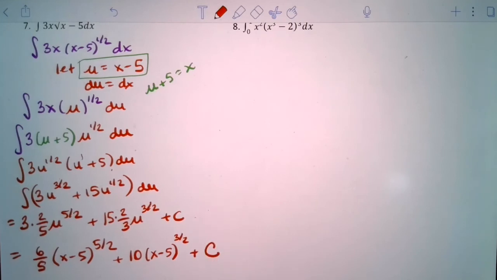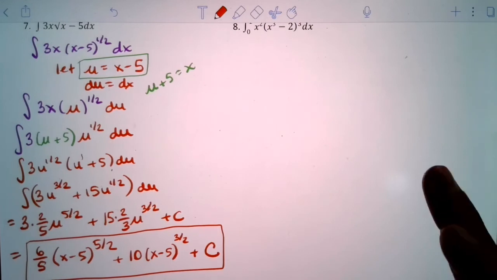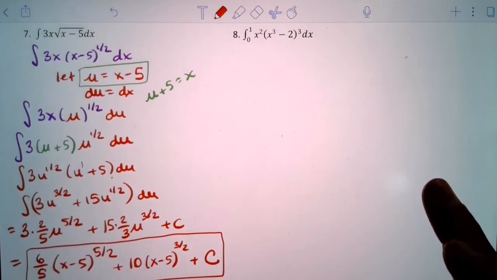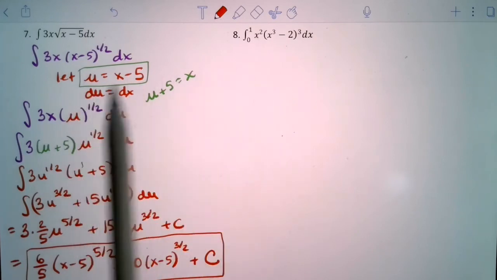And don't forget those constants of integration. These are all indefinite integrals, which is why I'm adding that plus C. There could have been some number in your function there, and so you're representing that. Okay. As I slide over to question number 8, well, this is the only definite integral in my example set here, and once again, very similar ideas here, right?